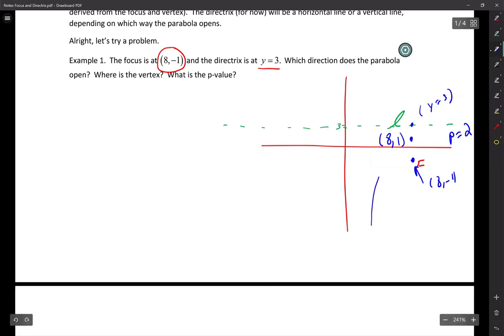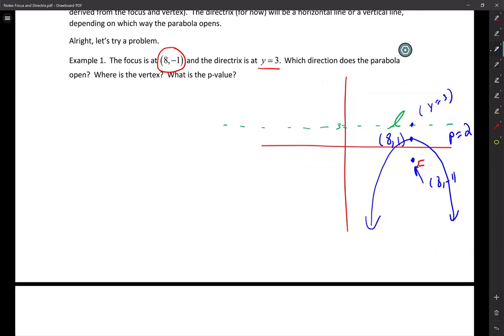It opens down because you got the directrix up above and you got the focus down. Wherever the directrix is at and the focus, whichever direction the focus is at, that's the direction. And there it is. There's my parabola. Do they ask for the equation? No, they don't. Don't worry. I'm going to teach you how to do that also. But they're not asking for that here.